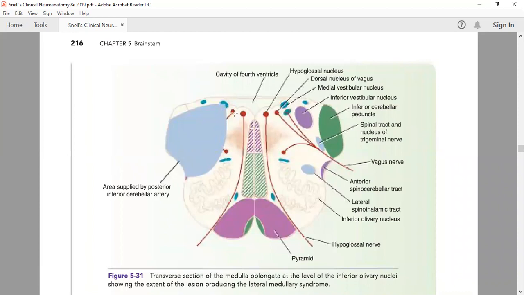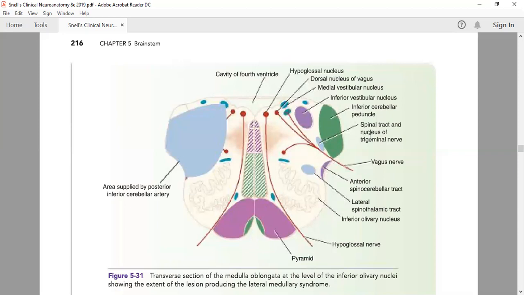So in this area, what are the things located in this area? You can see here hypoglossal nucleus, dorsal nucleus of vagus, medial vestibular nucleus, inferior vestibular nucleus, inferior cerebellar peduncle, spinal tract of trigeminal nerve, anterior and spinal cerebellar tracts. These nuclei are affected, and so the symptoms corresponding to damage to these nuclei occur.